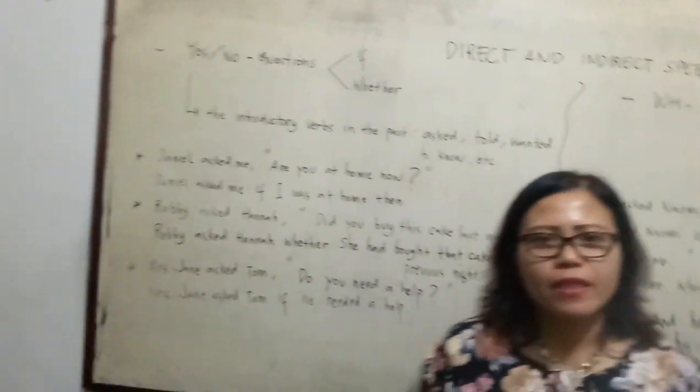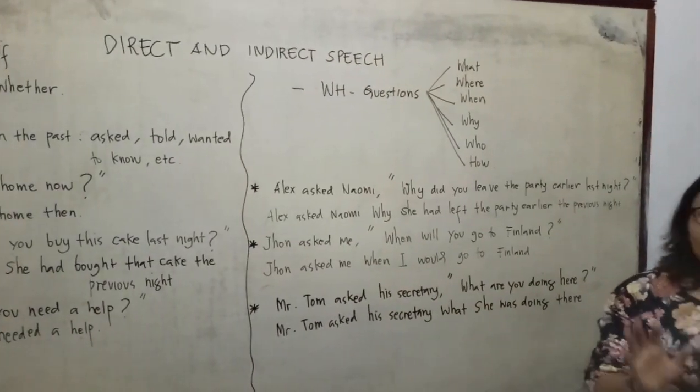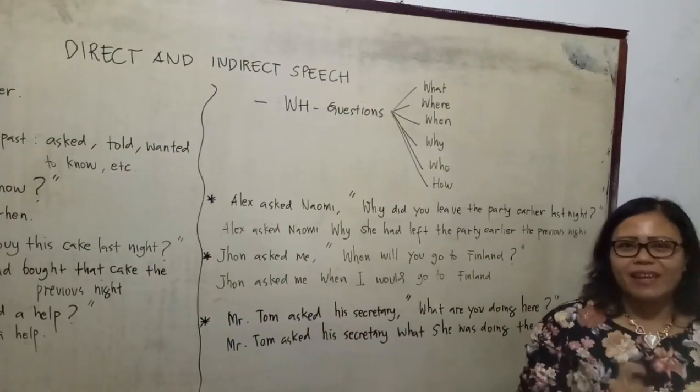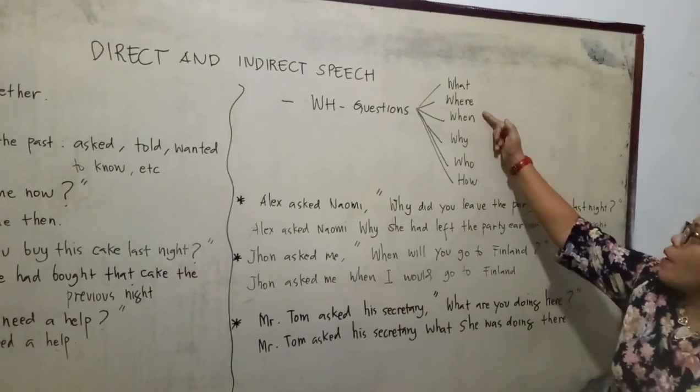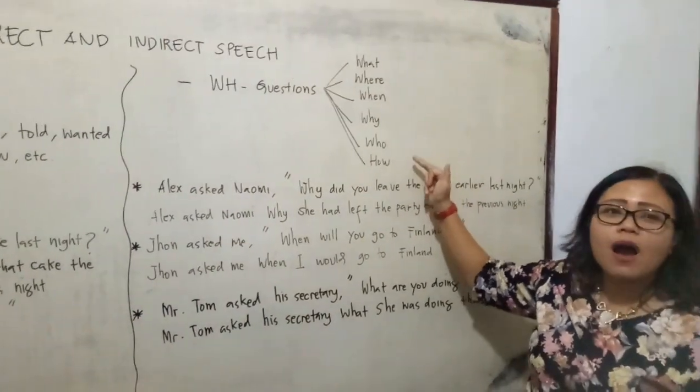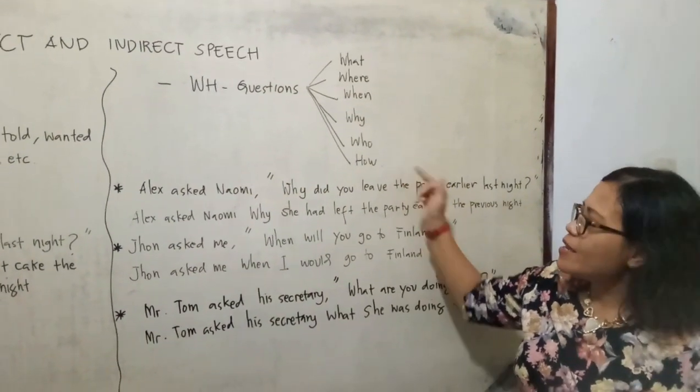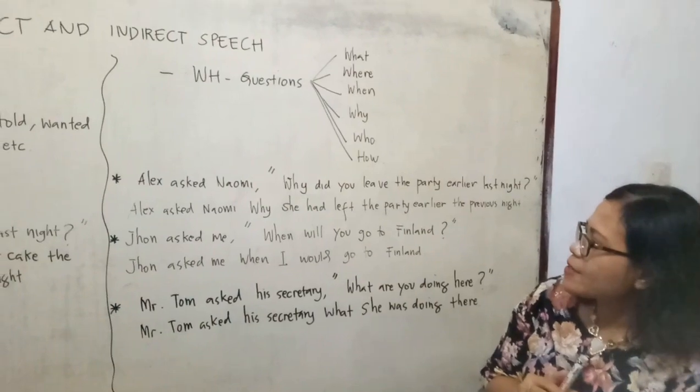Okay? And then please look at this. The fourth, W/H questions. 5 W and 1 H. What, where, when, why, who, how. Okay? So please take a look at the examples here.